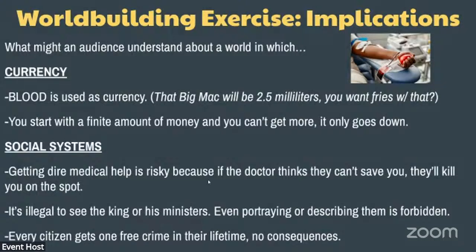So let's just start with blood. Okay, Luke already mentions he's done blood as currency before. If the society uses blood as currency, a Big Mac will be 2.5 milliliters. What does that tell us about the world? What are some of these implications? That it's ruled by vampires. That seems like the most obvious.